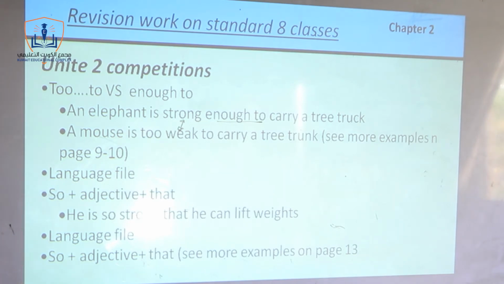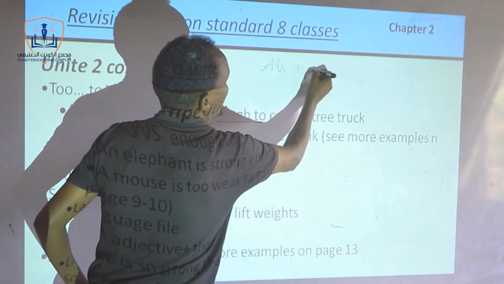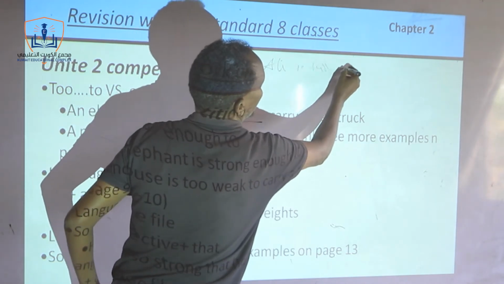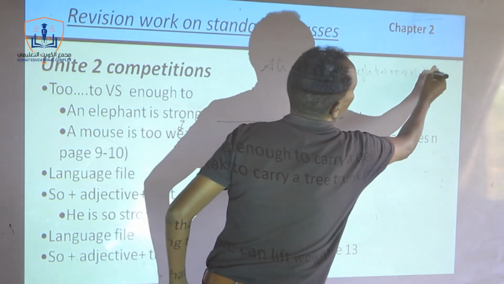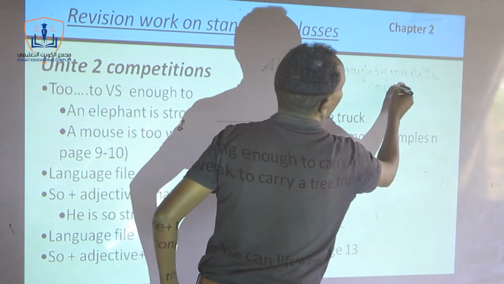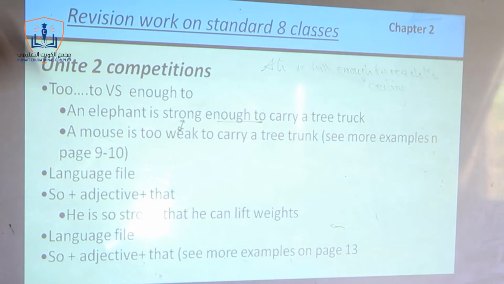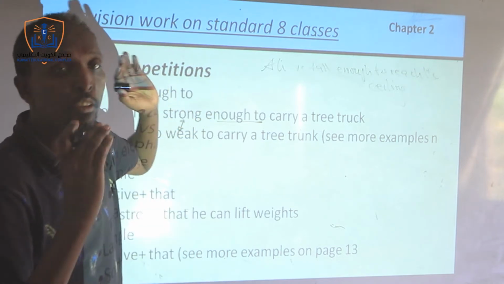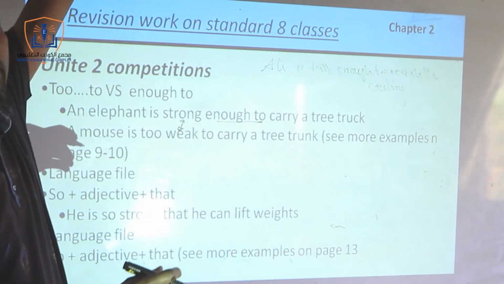Let me give you another example. Ali is tall enough to reach the ceiling. Ali is very tall, so to explain how tall Ali is, we say Ali is tall enough to reach the ceiling. He can reach the ceiling, right?